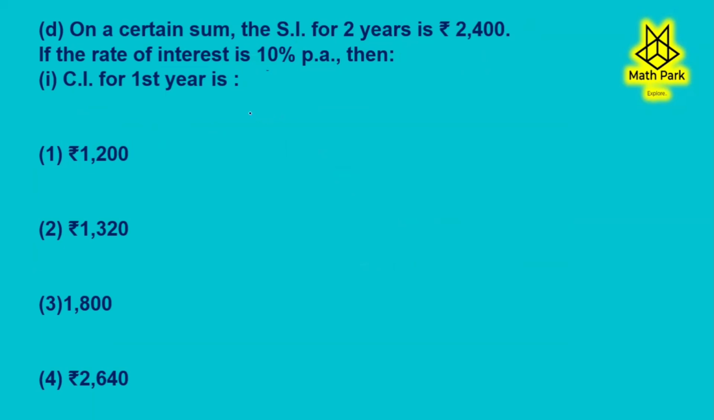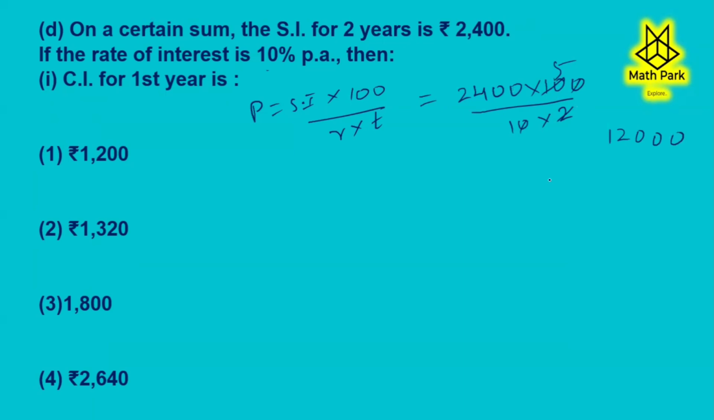So we have P is equal to simple interest into 100 upon R into T. Put the value: simple interest is 2400 into 100 upon the rate is 10% into time is 2 years. Simplify this. 24 times 5 is 120 and two zeros. So it is 12,000 is the principal.